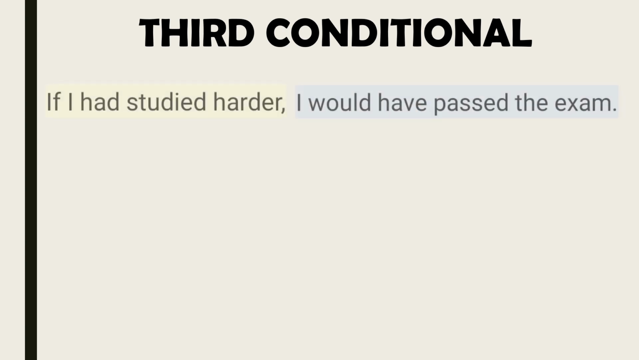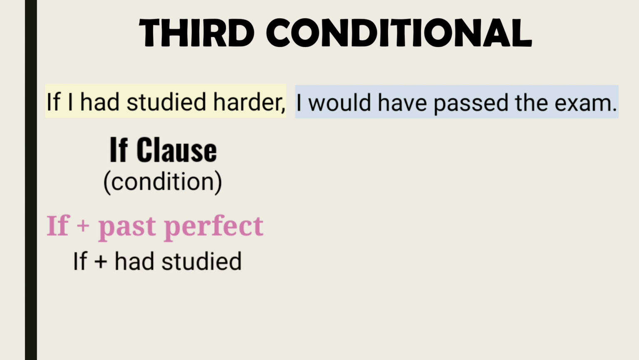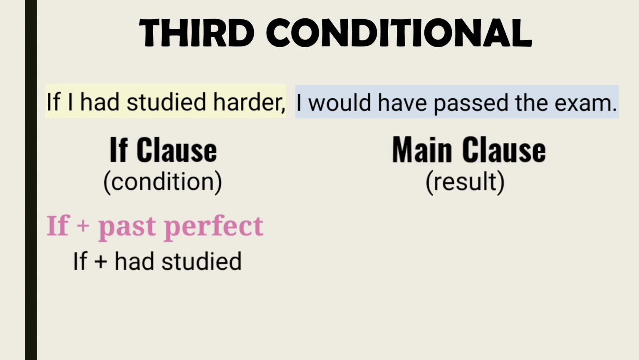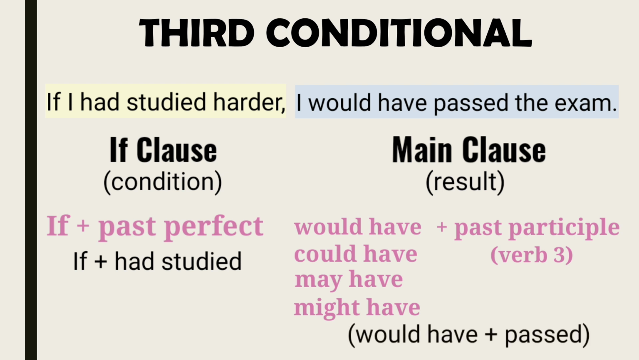Here's how we structure the third conditional. The if clause or the condition is formed using if plus past perfect. If I had studied harder. The main clause or the result is formed using would have, could have, may have, or might have, plus past participle. I would have passed the exam.